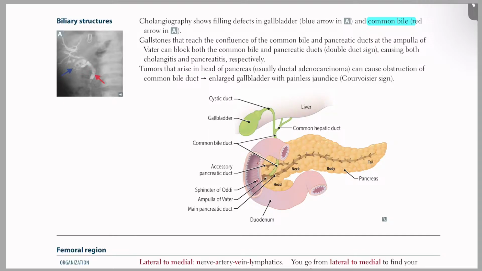Biliary structures. Cholangiography shows filling defects in gallbladder. Blue arrow A. Common bile duct. Red arrow A.